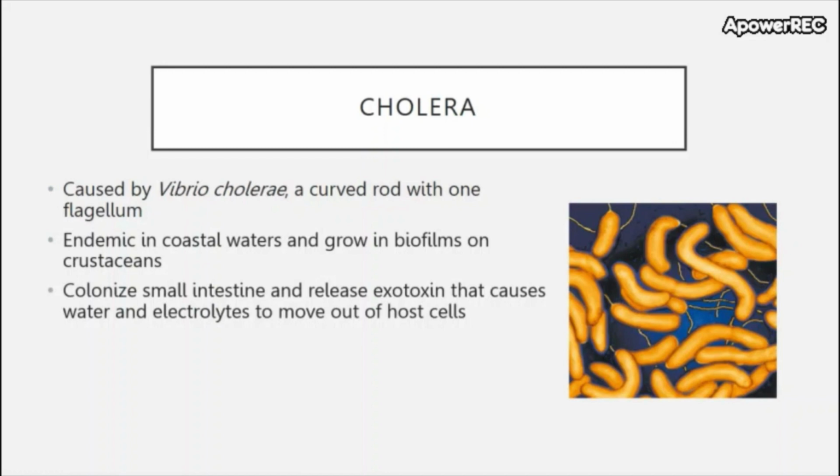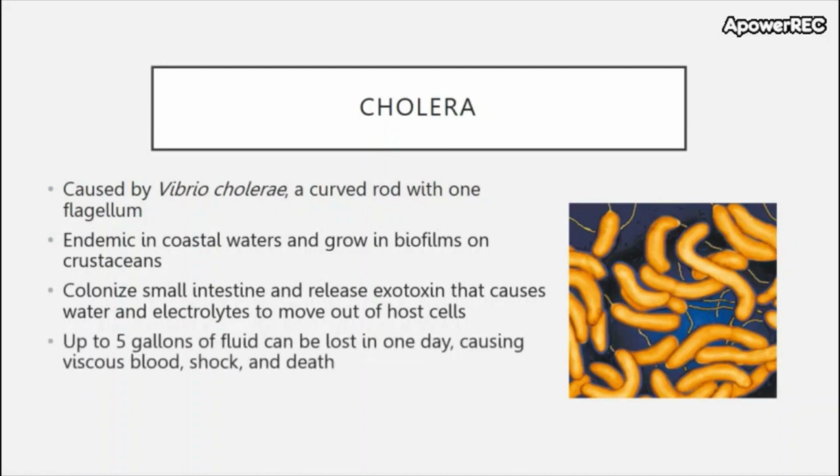It is one of the most serious gastrointestinal diseases. The exotoxin is simply called cholera toxin. Up to 5 gallons of fluid can be lost in 1 day, causing low blood volume, shock, and death. If untreated, mortality is up to 50%. If treated, which is usually with hydration therapy, and in severe cases with antibiotics, mortality is as low as 1%.